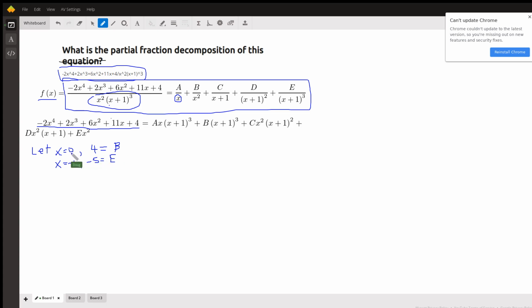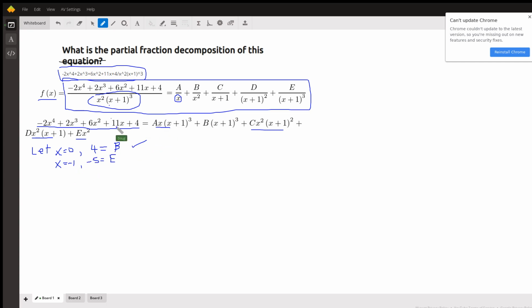If we let x equal 0, this left side becomes just a 4. And if we put 0 in for x on the right side, all these terms become 0. And we're left with 0 plus 1 cubed times b, or just b. So b is 4. We've got one of the variables already.